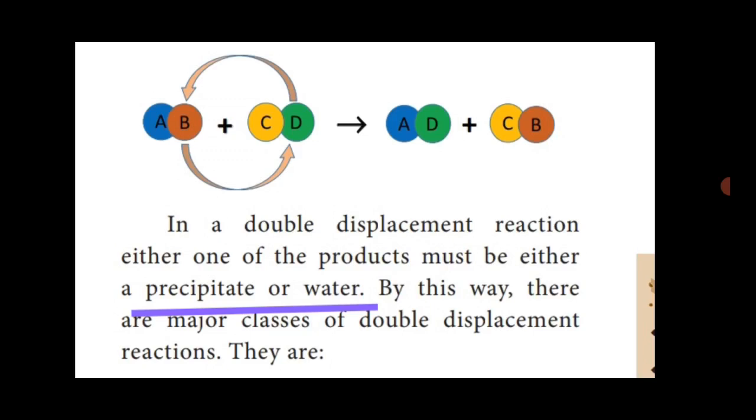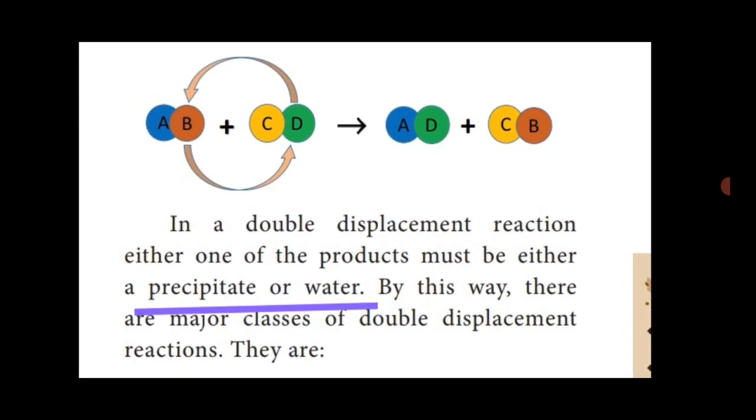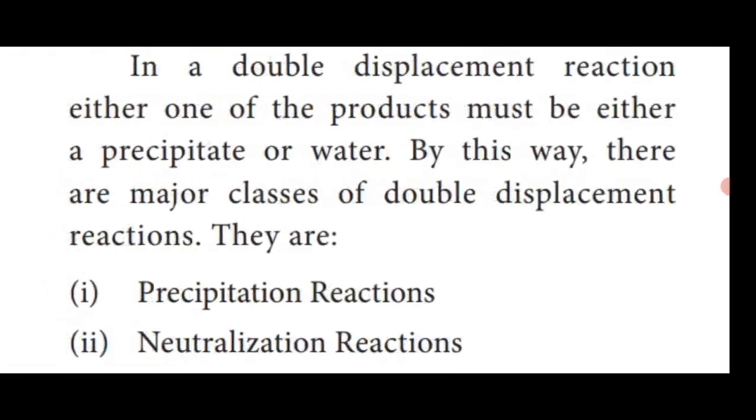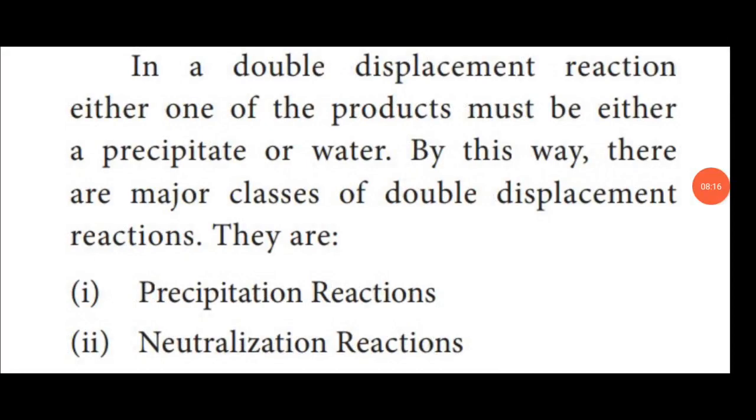So in a double displacement reaction, one of the products must be either a precipitate or water. By this way, the major classes of double displacement reactions occur. One is precipitation reaction, another one is neutralization reaction.